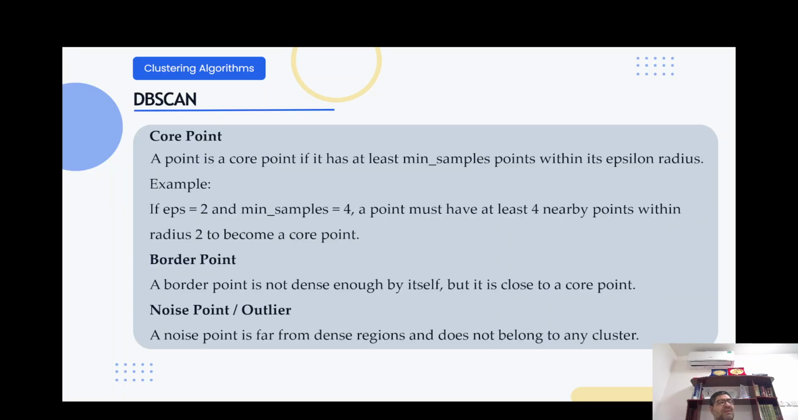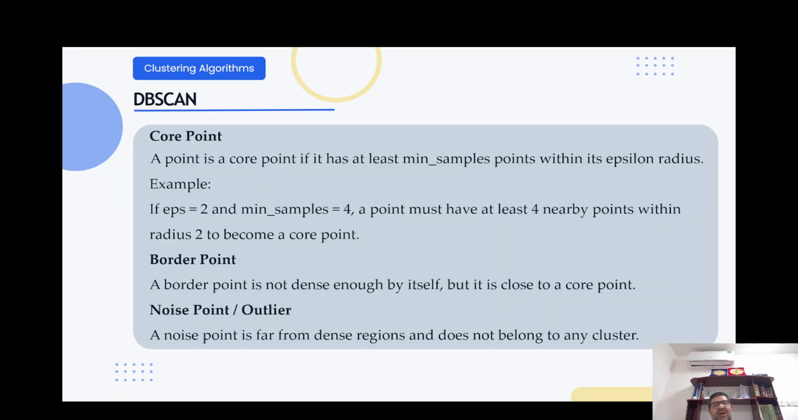If, for example, epsilon is 2 and min samples is 4, a point must have at least 4 nearby points within the radius of 2 to become a core point. So how does it become a core point? If it fulfills this condition: first, it should be within the radius of 2, and second, there should be 4 points within this radius of 2, then it becomes a core point. What is a border point? A border point is not dense enough by itself, but it is close to a core point.